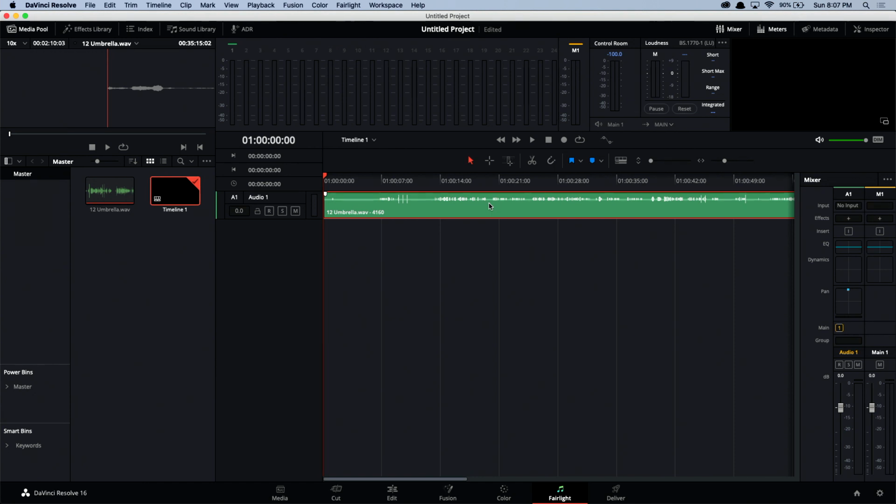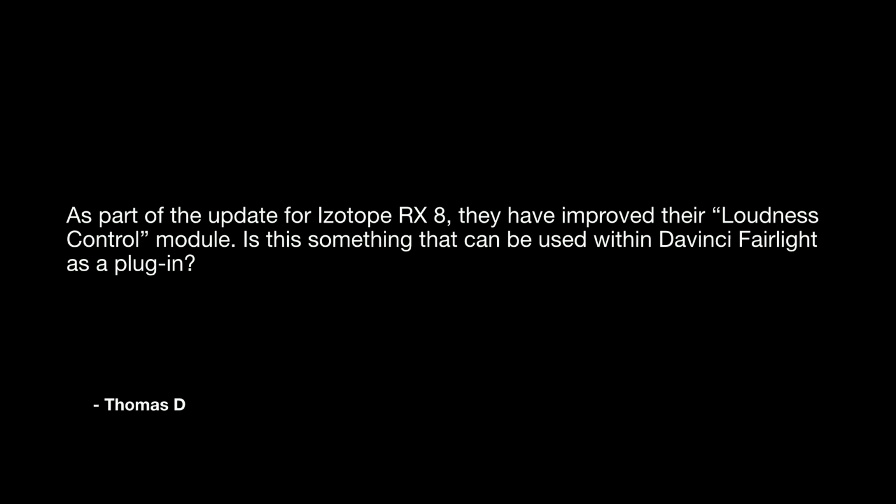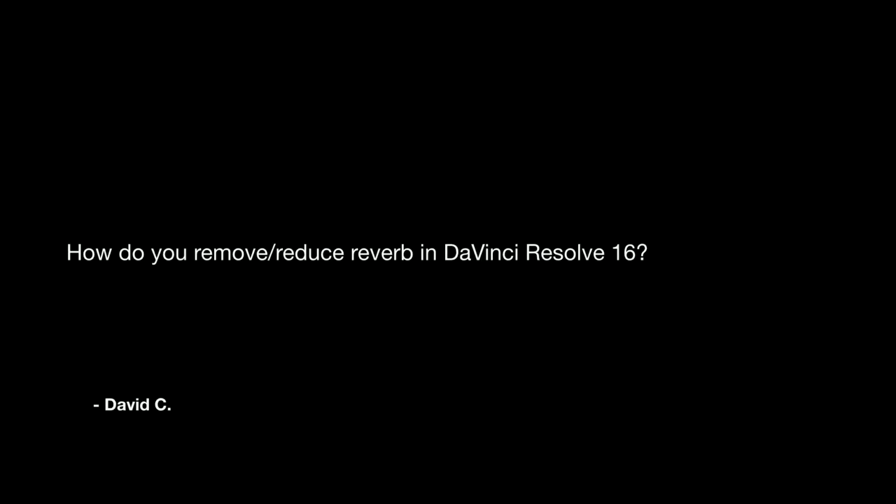So let's switch back over to our questions here. All right. Next up from David, how do you remove or reduce reverb in DaVinci Resolve 16? Okay, that's not a simple question. You can do a little bit of EQ. So if you're in a room where there's a lot of high frequency content, you can use a low pass filter to cut off some of the high frequencies. There are definitely some options there, but it's not the most effective way of doing that.